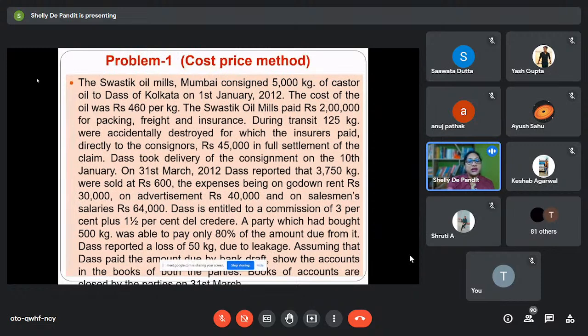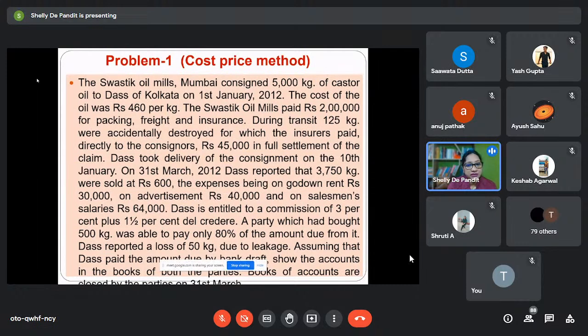A party means a third party, another purchaser who had bought 500 kgs was able to pay off only 80% of the amount due from him. That means the remaining 20% is nothing but the bad debt. Once again, please go through. Party had bought 500 kgs. So what was the selling price per unit? Rupees 600, right? So 500 kgs into rupees 600 he has to pay. But he was able to pay only up to 80%. So that remaining 20% has become the bad debt, right? Now you concentrate on that part.